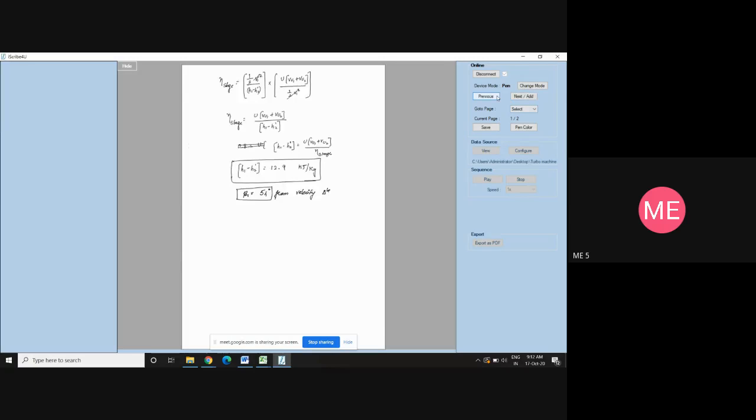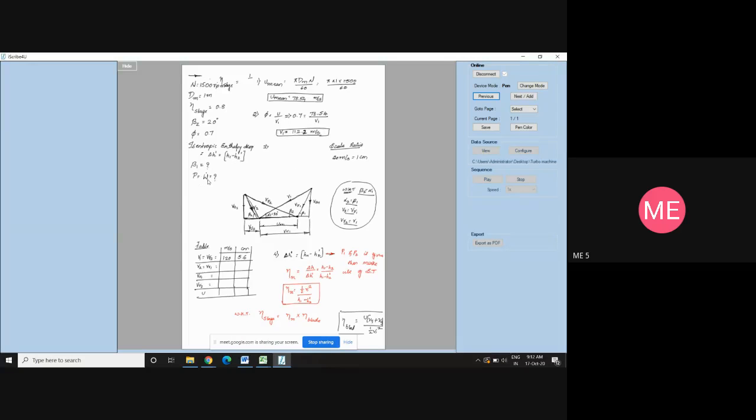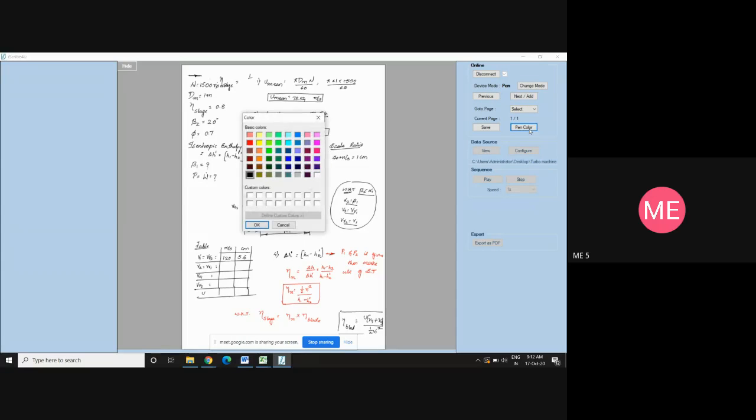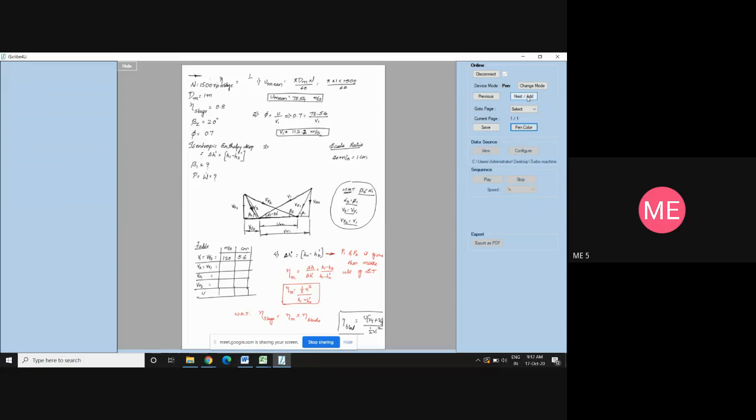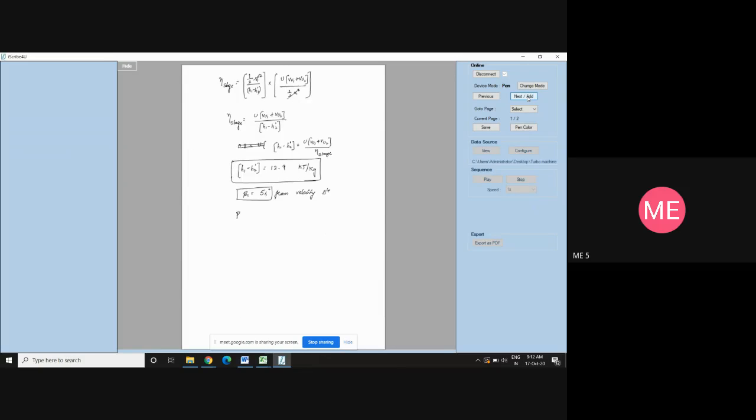What is the next unknown he is asking? He's asking power developed. What is the formula for the power developed? That you already know. Power developed P is equal to W dot is equal to M dot into U into VU1 plus VU2. This is the power developed. So what is M dot? Whether M dot is given?